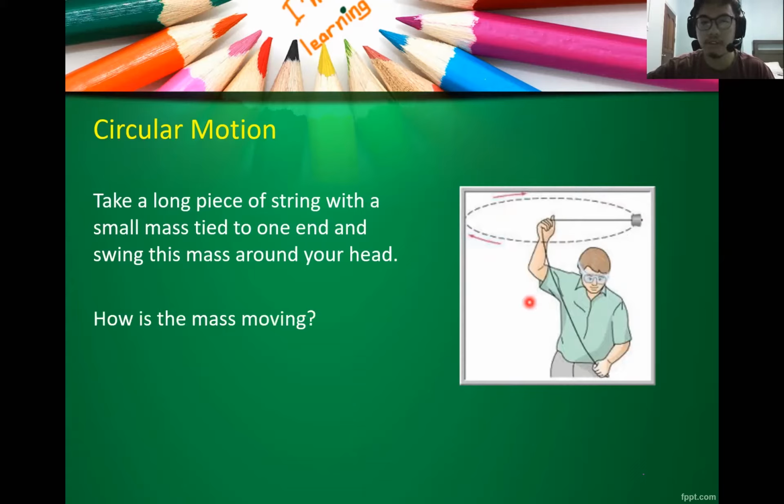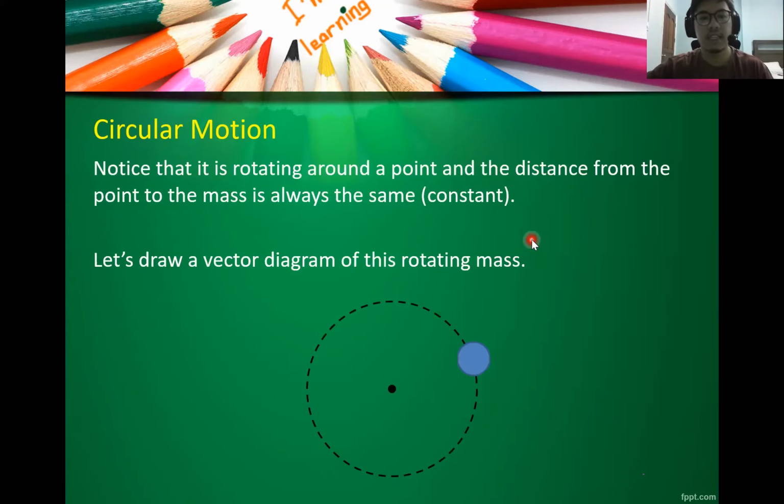How is the mass moving? It goes around in circles. Notice that it is rotating around a point, and the distance from the point to the mass is always the same. In other words, the distance from the center of the circle to the object, or to the mass, is always the same. The distance that we mean here is the radius, so this distance here.